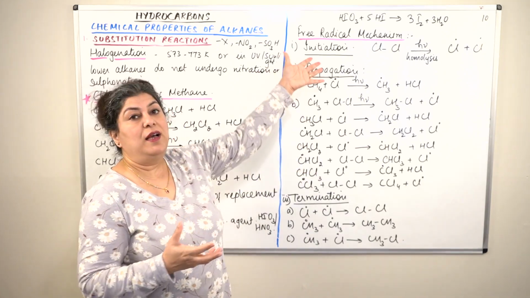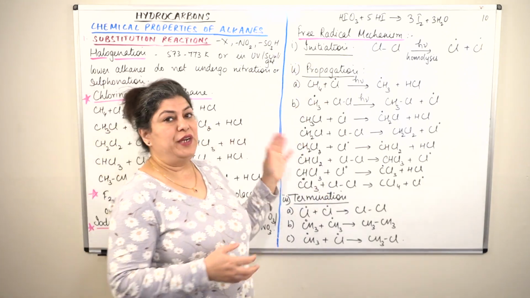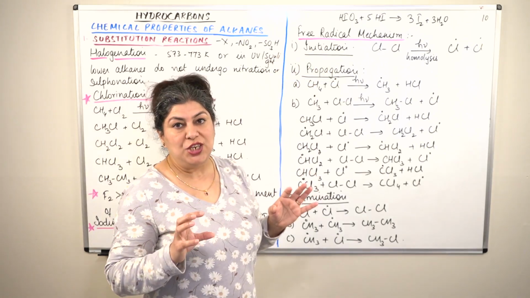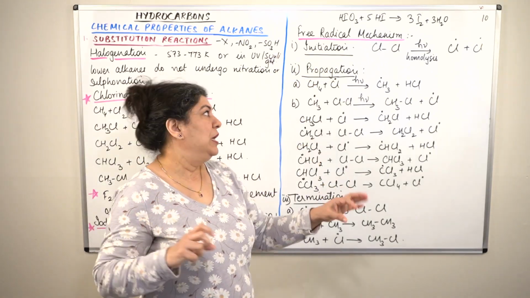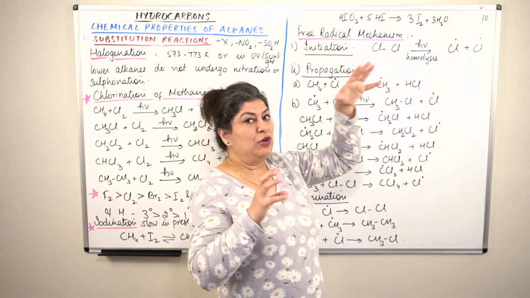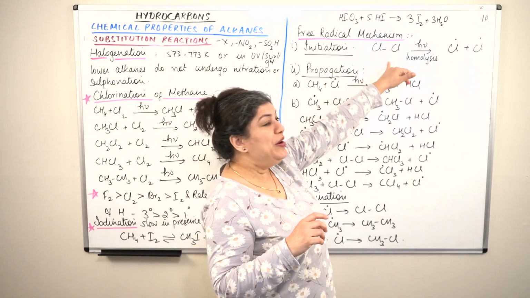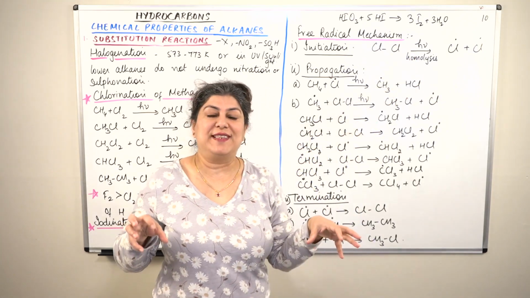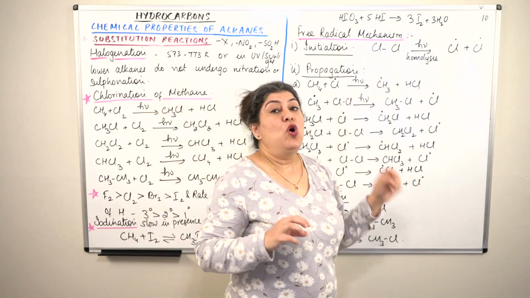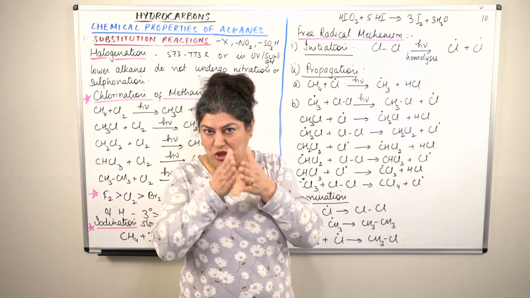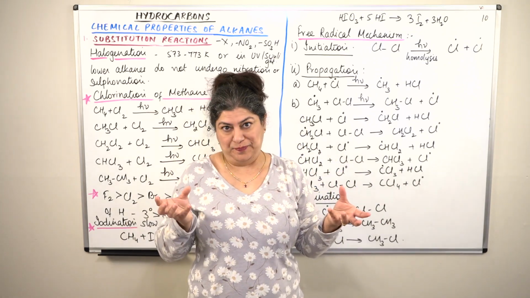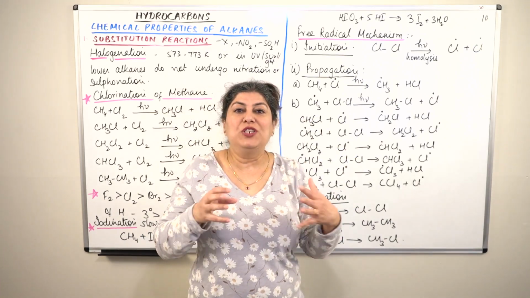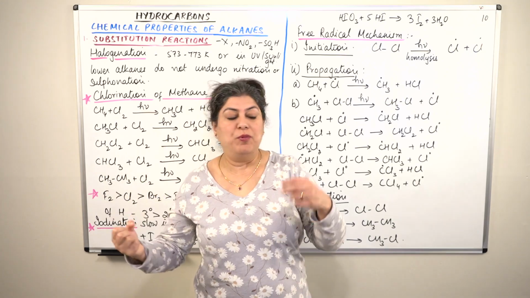So let us understand these in terms of chlorination of methane. The first step is initiation. In initiation, free radicals are formed. The chlorine molecule, in the presence of light, undergoes homolysis. What is homolysis? Lysis means breaking, the bond breaks. Homo means same. So in homolysis, the breaking of the bond takes place in such a way that both the atoms get 1 electron each.